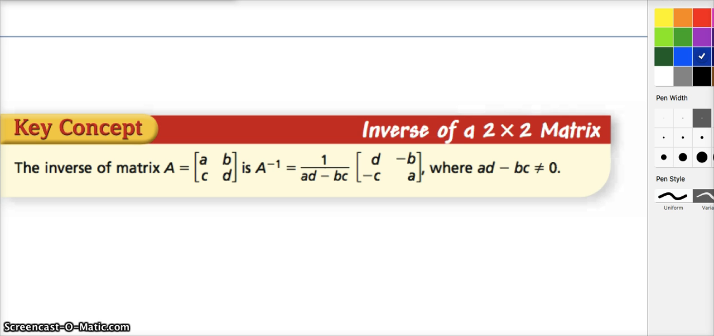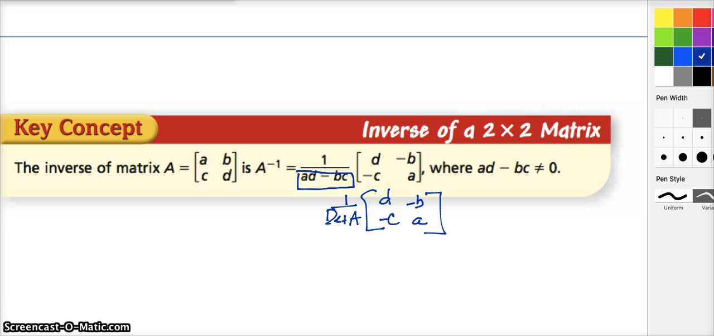So here is the inverse, and here's the formula for the inverse. If this is A, then the inverse would be A raised to the negative 1 power. Down here, I don't know why they don't talk about it in the text, this is 1 over AD minus BC. AD minus BC is the determinant, right? So it's 1 over the determinant of A times this matrix: D, negative B, negative C, A.